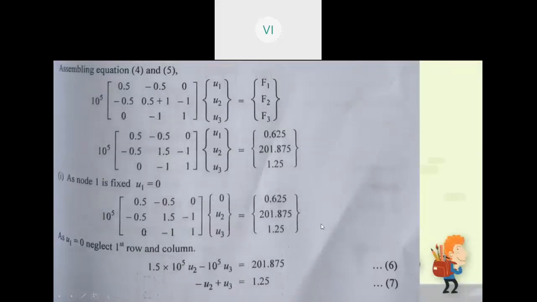Now you need to find out the displacement. Node 1 is fixed, so U1 is 0. U1 is 0 as the boundary condition you have to apply, because node 1 is a fixed node. So the first row will be cancelled, and the first column will be cancelled. So you get the answer like this, this is the load we got. By using a calculator, you will find out U2 and U3.